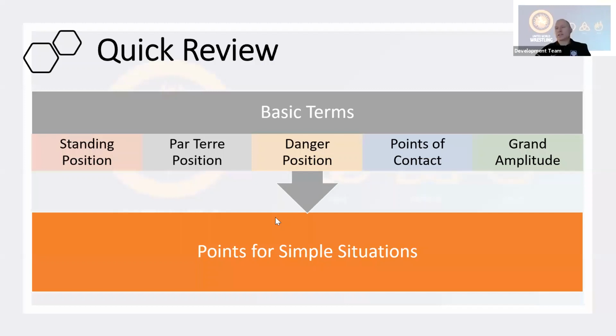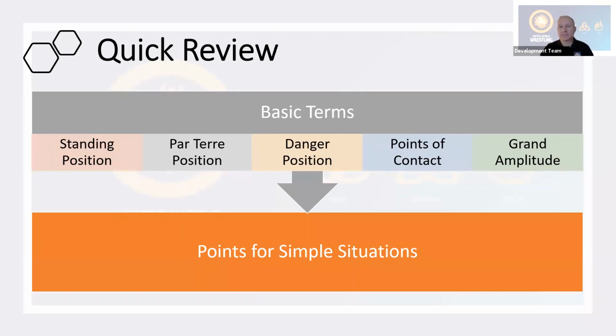So the last thing here, going back to the presentation, just a quick review. Some things to keep in mind, which I think we've touched on quite a bit: make sure you understand the terms associated with it, because those terms help you evaluate the points. Was the defensive wrestler in the standing position, or were they in par terre? And knowing the difference between the two. What is considered danger position?